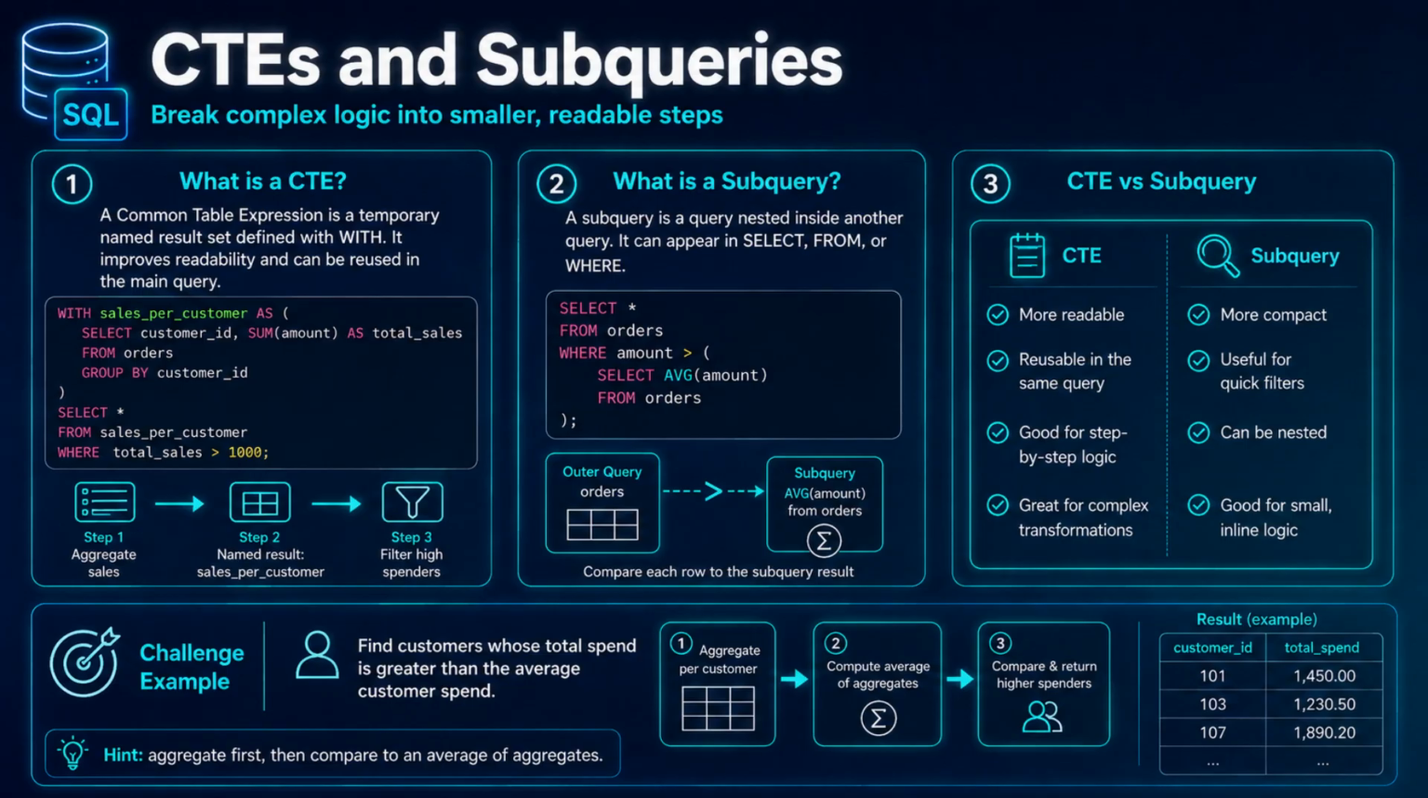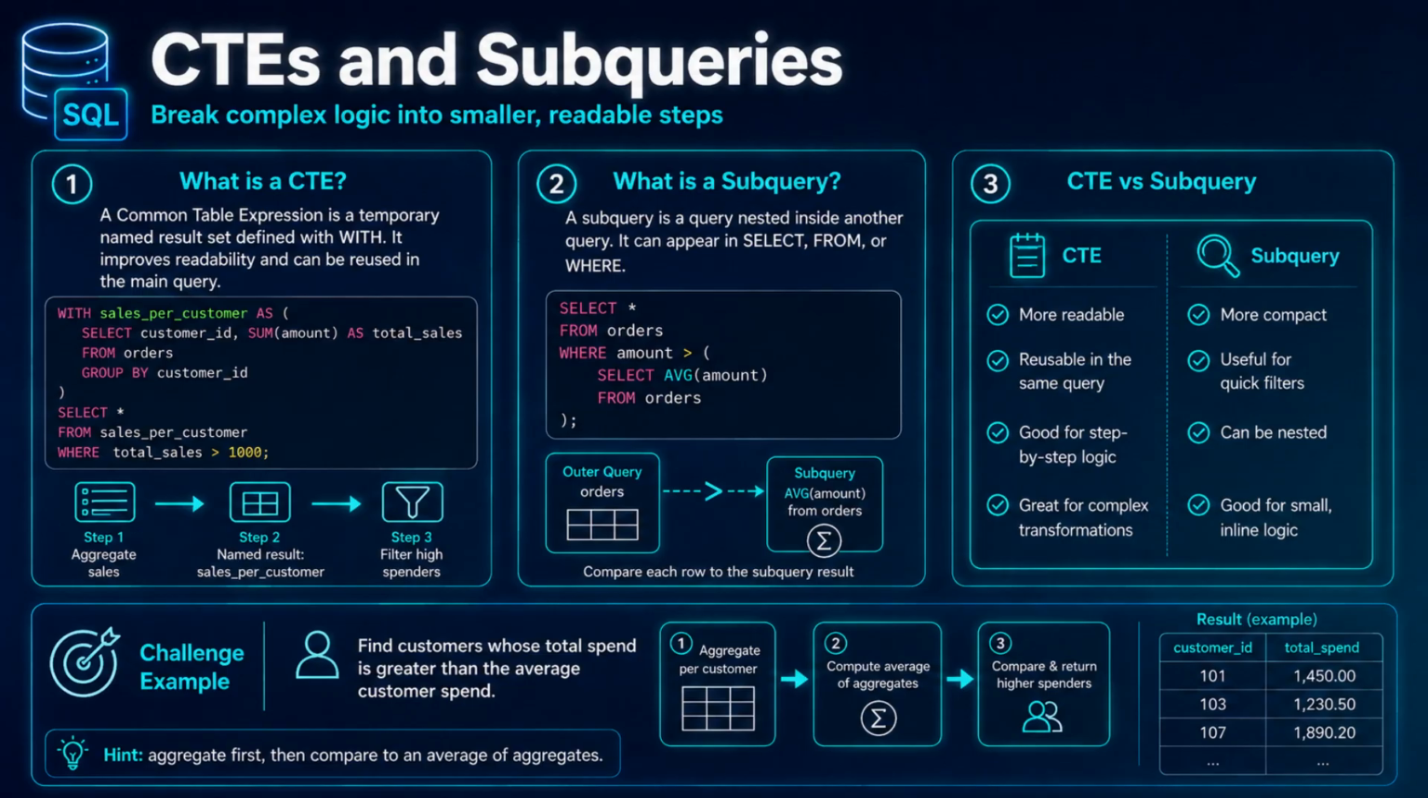Now, a subquery is a query inside another query. It is often used to return a single value or a list of values that can be used in the outer query. A subquery is useful when you need a quick calculation or filter. For example, we can select orders where the amount is greater than the average amount of all orders. The inner query calculates the average amount, and the outer query compares each order against that average. This approach is efficient when the logic is straightforward and doesn't require multiple steps.